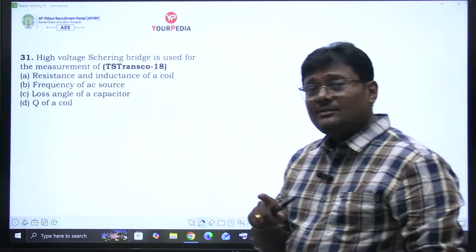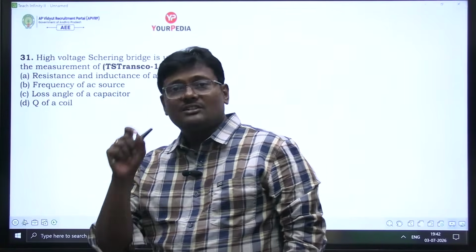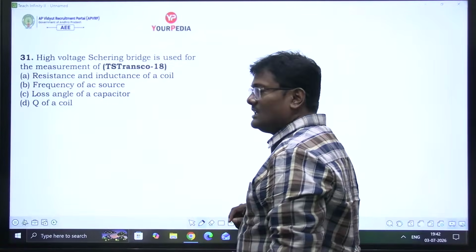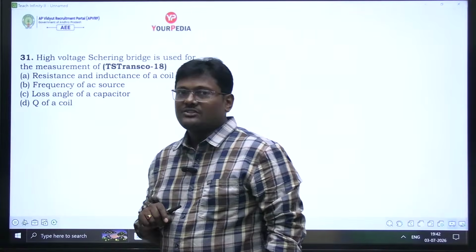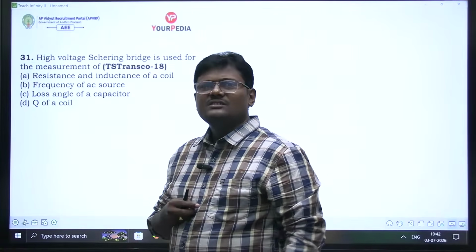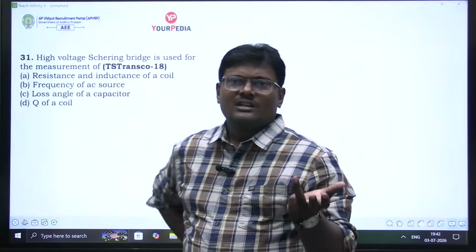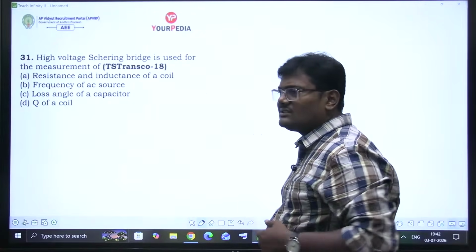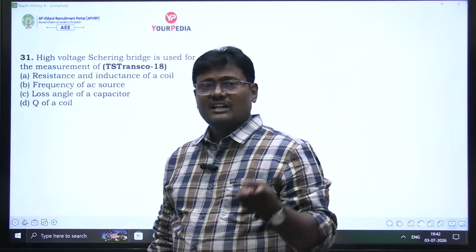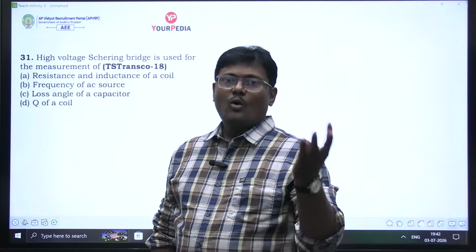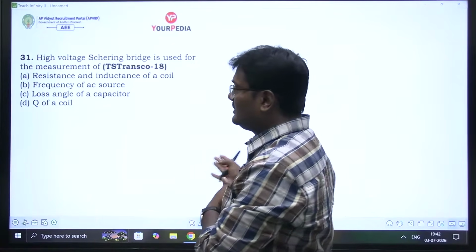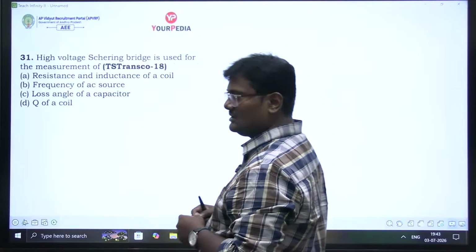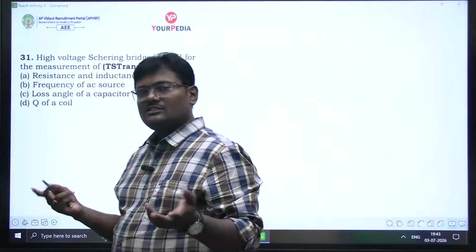Normal Schering bridge is used for the measurement of quality factor Q, where the Q value is greater than 10; we can use Schering bridge. And resistance is measured by using Kelvin's double bridge, Wheatstone bridge, voltmeter-ammeter method, and many other methods. And inductance you can measure with Maxwell's inductance-capacitance bridge, Owen's bridge, and just now we have seen the Anderson bridge. For the frequency of an AC source we can use Wien's bridge, and the quality of a coil is measured by the Schering bridge.